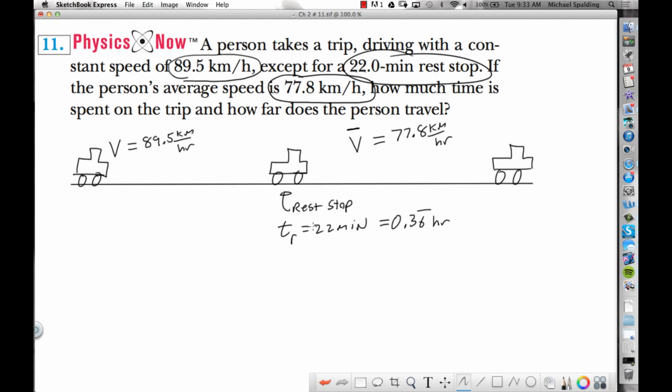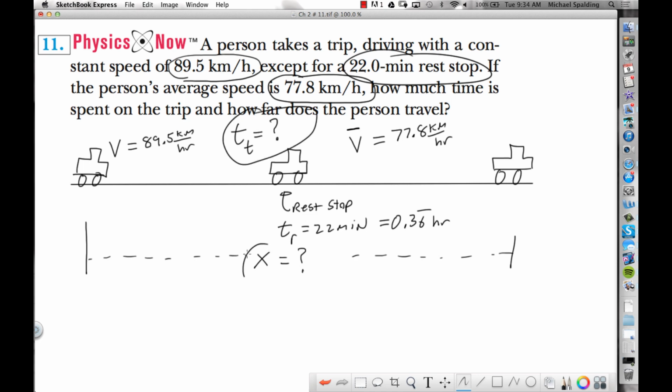Now what should we call the other time? We have the rest stop time, which was 22 minutes. Let's call the other time T sub T, time of travel. You can call it whatever you want. I'm going to call it T sub T for time of travel. That's a question mark. And then the other thing that we don't know is the total displacement. So from the starting point all the way over to where the journey ends, that's a question mark. We don't have the distance traveled. So we're looking for those two things: time of travel and then displacement.